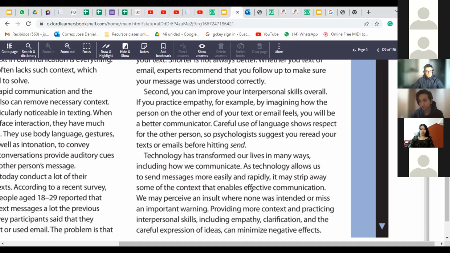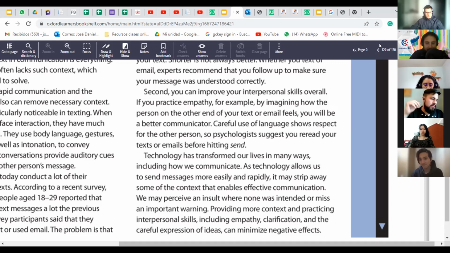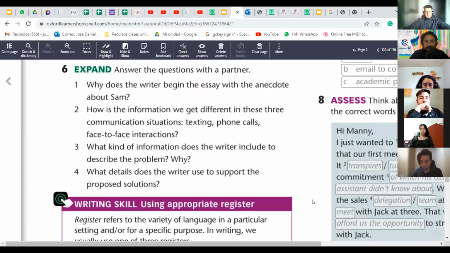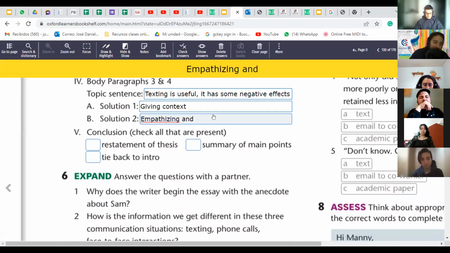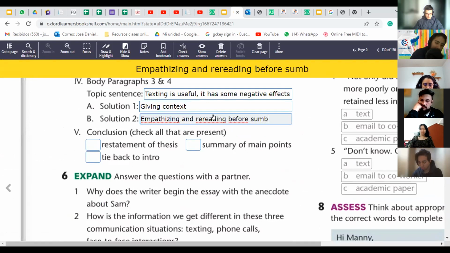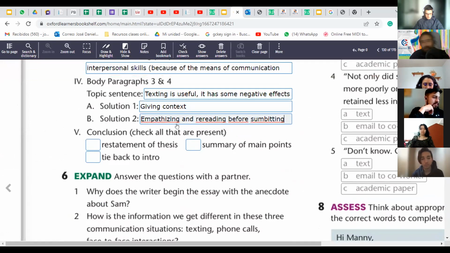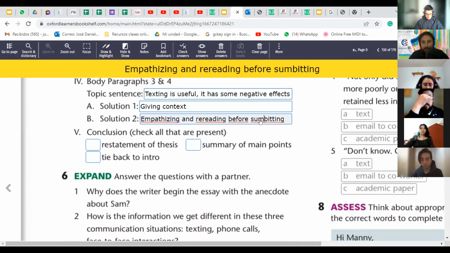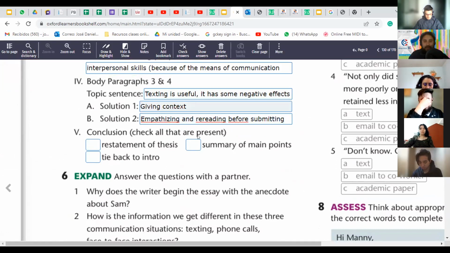What is it? Reading text. Okay, psychology suggests reading text or email before hitting send. Rereading. So rereading before you hit send, and rereading before submitting. There you go. So that's pretty much it.